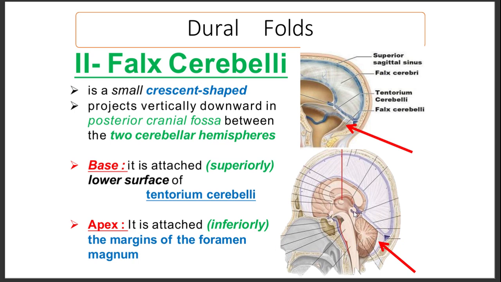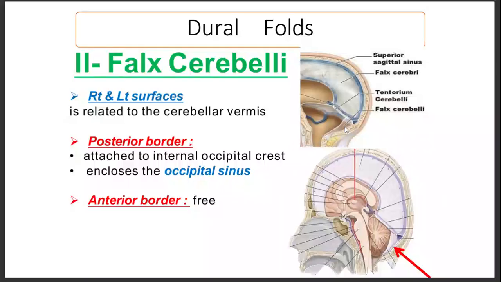And then the apex of the falx cerebelli is going to be inferior, and it attaches to the margins of the foramen magnum. Foramen magnum is the biggest opening that you have in the skull. So down here, you can see again, this is the one that has been pointed on by red. Okay. So how about the right and left surfaces? It is related to the cerebellar vermis.